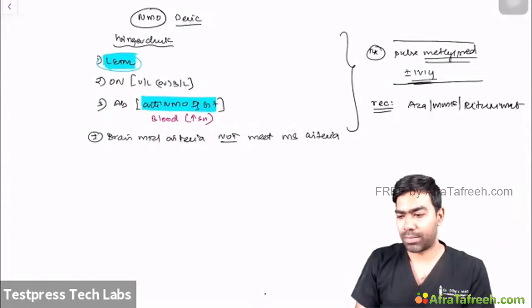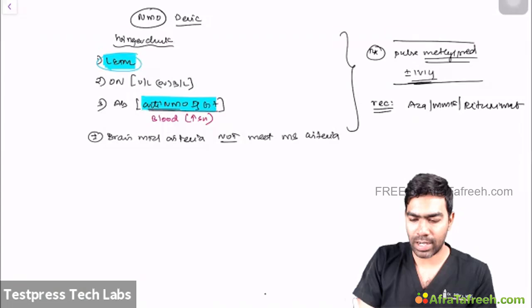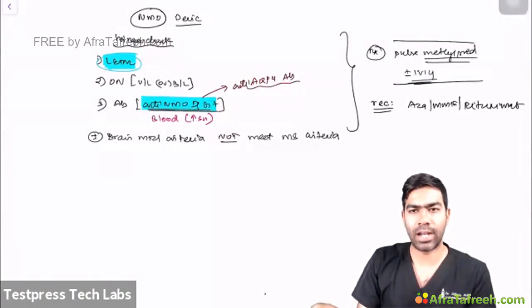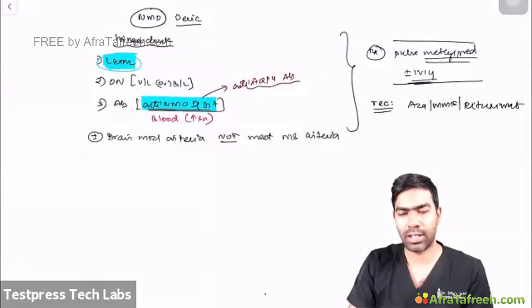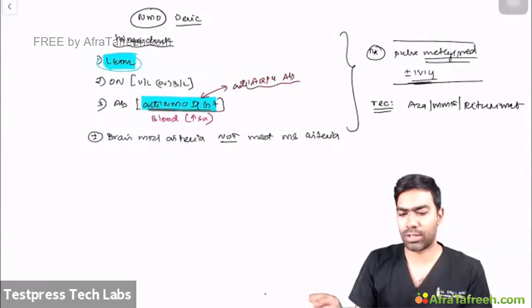And what is the other name? Everyone will be knowing, isn't it? What is the other name for this NMO IgG antibody? These are called anti-aquaporin 4 antibodies. These are also questions in the exam. Anti-aquaporin 4 antibodies, anti-AQP4. Both are the same, they're not different. The other name for anti-NMO IgG antibody is anti-aquaporin 4 antibody.